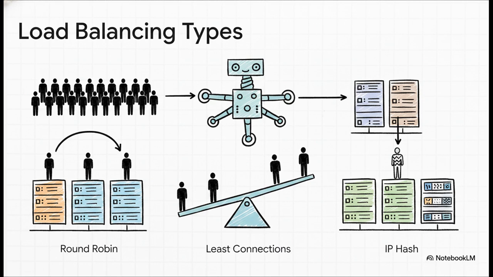It can use round robin, just sending traffic one by one down the line. It can use least connections, intelligently sending the next user to whichever server is currently the least busy, or it can use IP hash, which ensures a specific user always goes back to the exact same server, which is super useful for keeping people logged into their accounts.